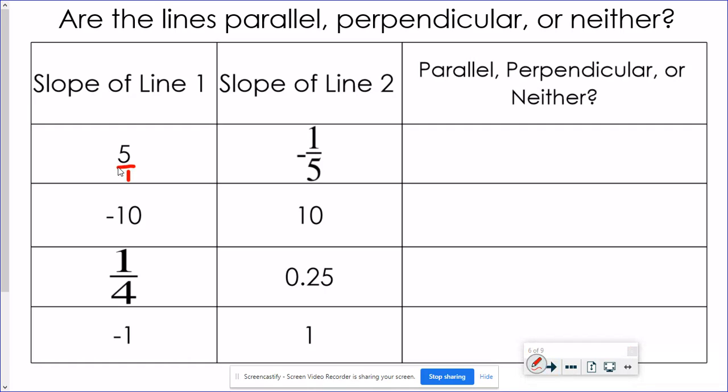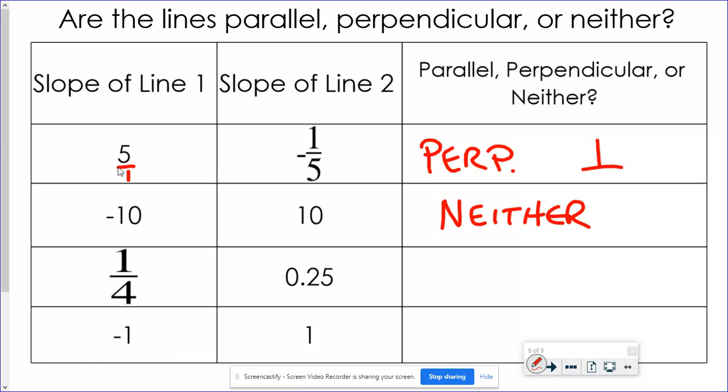So in the first one, +5 or 5/1 and -1/5, those are opposite signs and reciprocals, that's perpendicular. So I'm okay with you abbreviating to perp or using your symbol. -10 and +10. Those two are different signs, yes, but they are not reciprocals. If they are not exactly the same or exactly opposite reciprocals, then that's a neither. Those two lines would intersect, they just wouldn't intersect at a right angle.